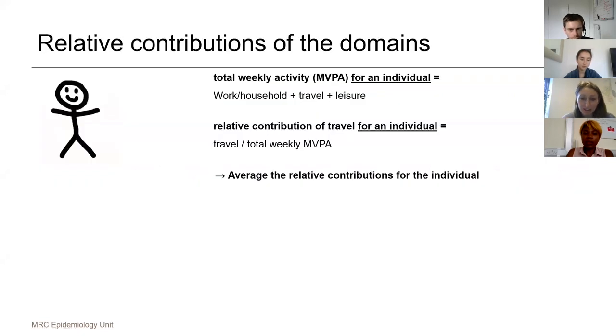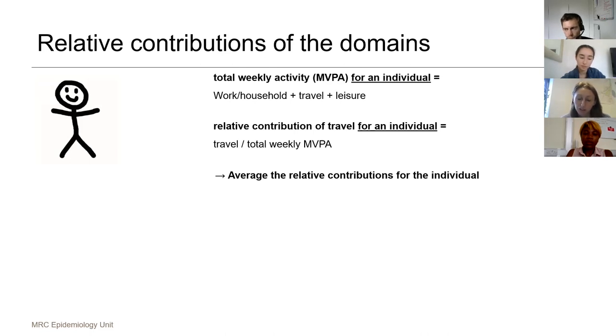We're now going to look at the relative contribution of the domains. And there are two ways of calculating this. I just want to highlight this because it's important for the interpretation. What we did was go to each data set. So let's take an example country of India. We'd take the data set of India and, for each individual in that data set, we'd add up their activity levels by adding up the three domains I've just mentioned. And then for each individual, we would calculate what the relative contribution of each domain was.